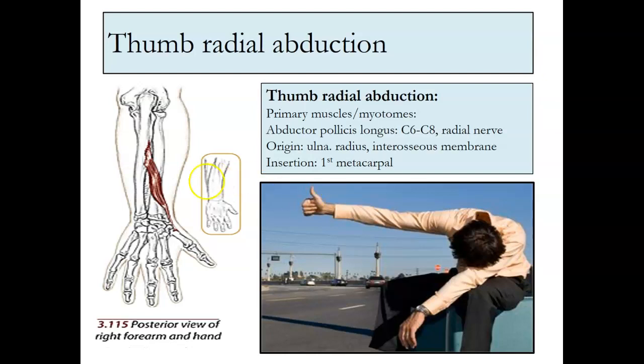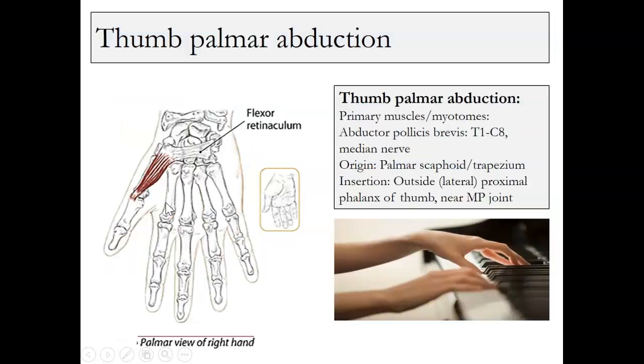Abductor pollicis longus. There's the anatomy. It's very long. The longus goes way up onto the ulna and the radius, and it inserts on the first metacarpal. It's a radial nerve, backside of the hand. That's thumb radial abduction. And then palmar abduction.